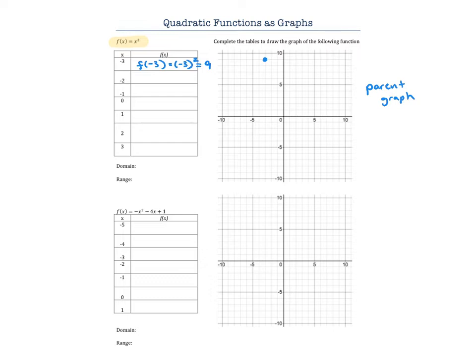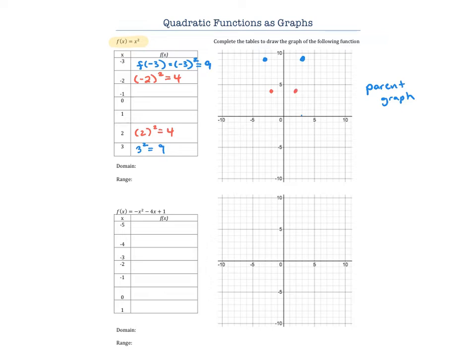And you know what? When I plug in 3, I'm also going to get 9. So if I plug in a negative number, I'm going to get the same thing as the positive, because when you square it, you always get the positive result. So -3 and +3 have those outputs of 9. If I plug in -2, -2 squared is 4. Same thing with 2. 2 squared is 4. So I'm going to have the point -2, 4, and +2, 4.